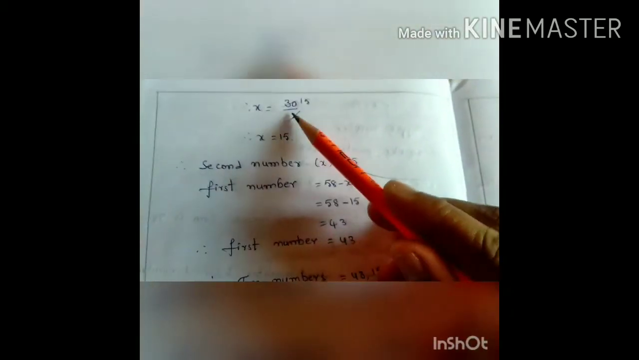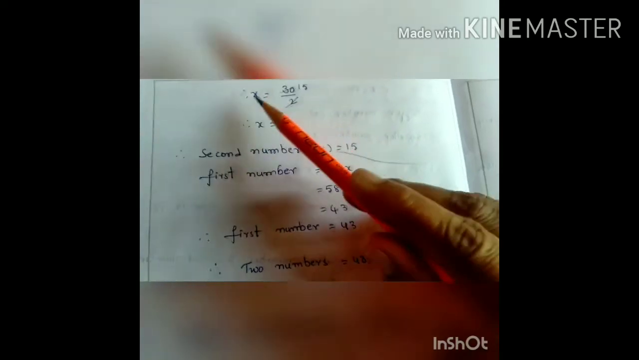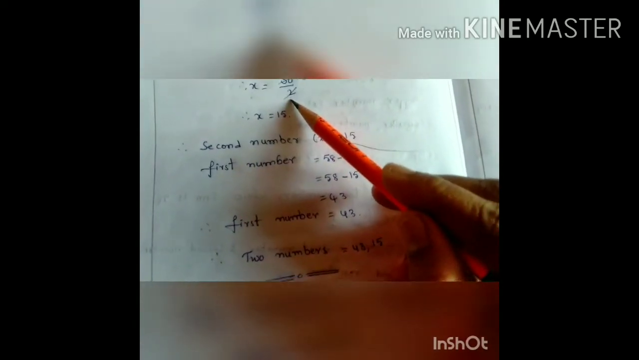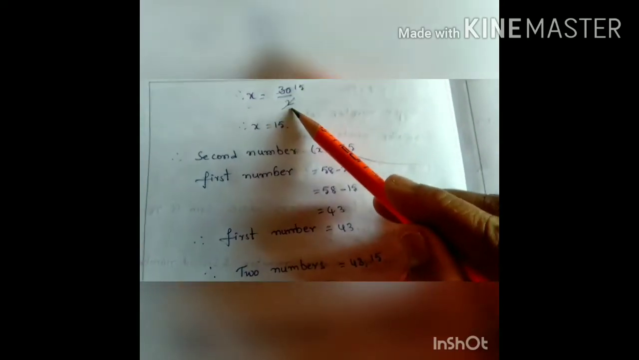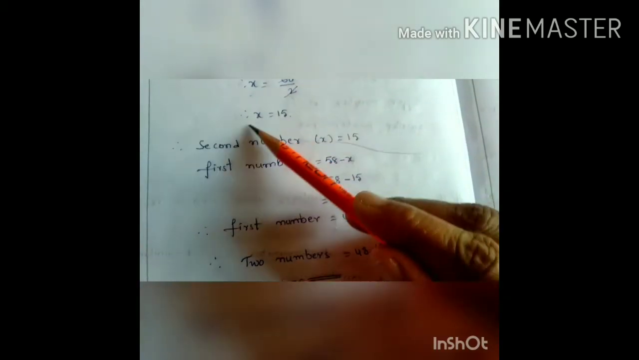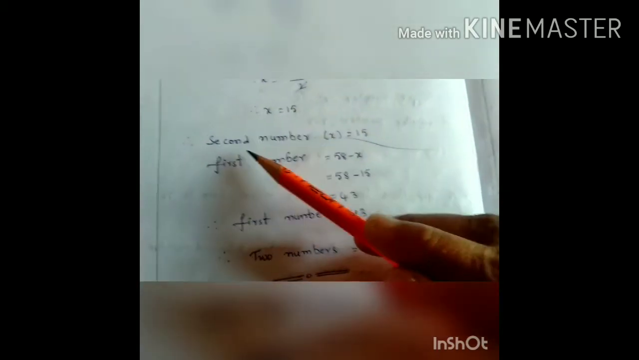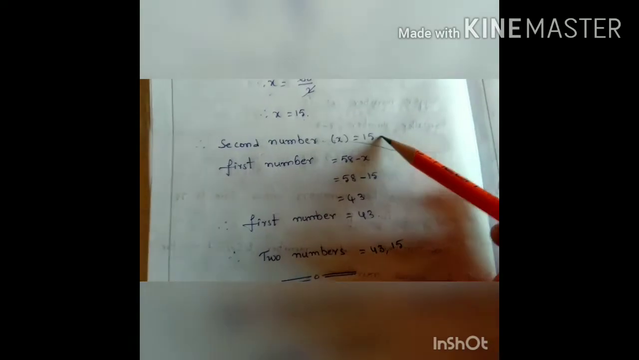So next, x equals 30 by 2. The multiplication quantity becomes a division. 30 by 2: 2 goes 15 times. Therefore x equals 15. So the second number equals 15.